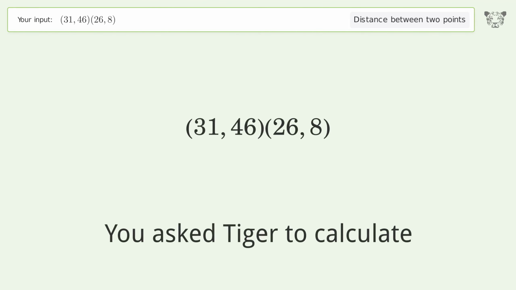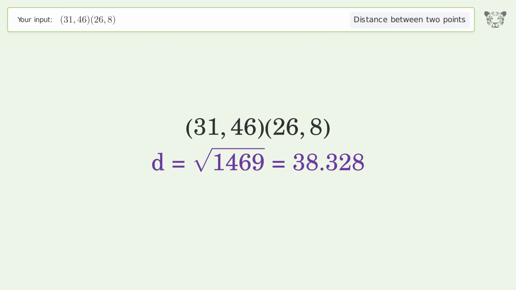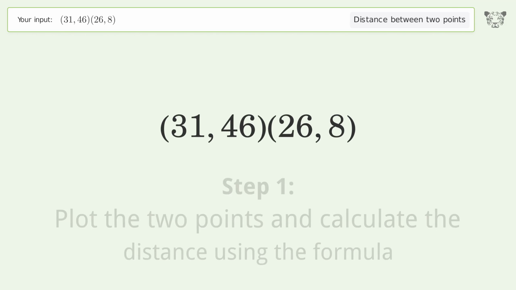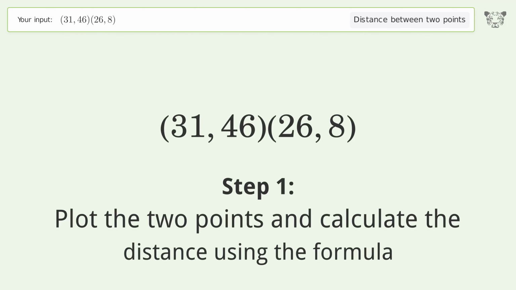You ask Tiger to calculate. This deals with the distance between 2 points. The distance between the 2 points is the square root of 1,469, or 38.328. Let's solve it step by step. Plot the 2 points and calculate the distance using the formula.